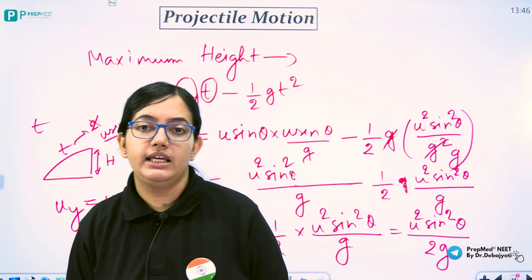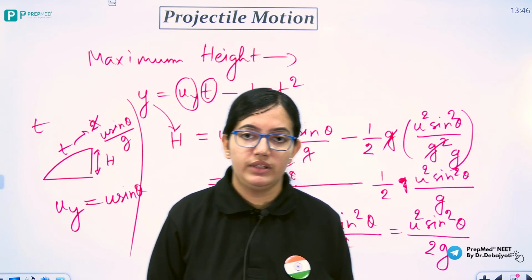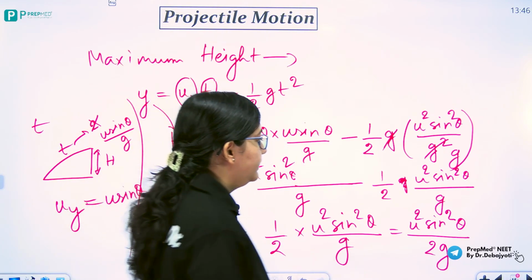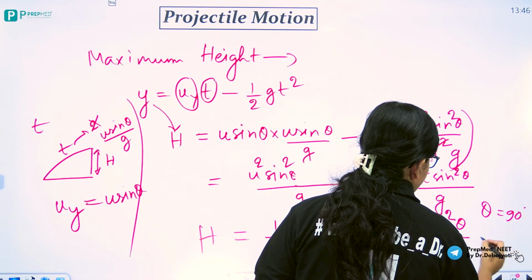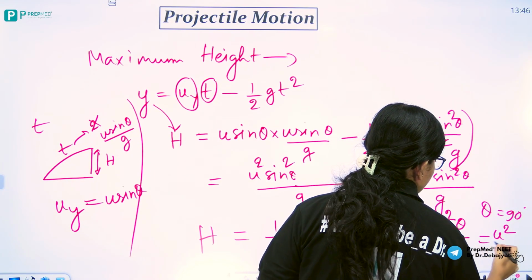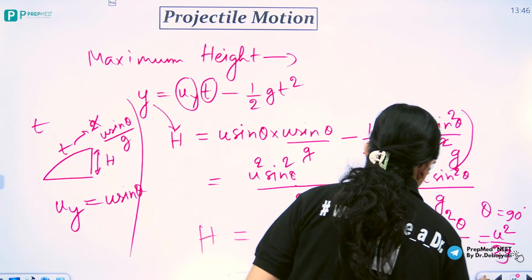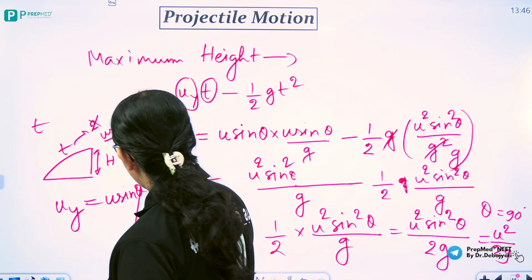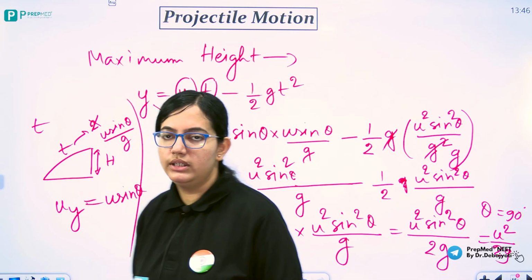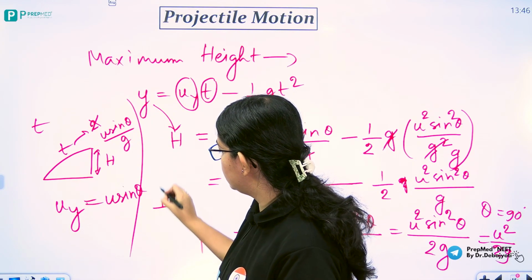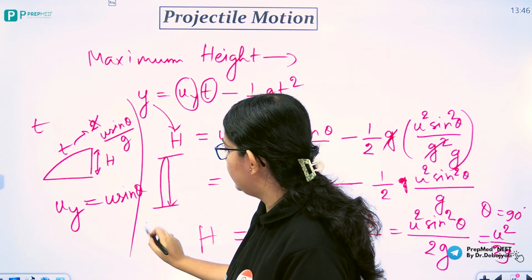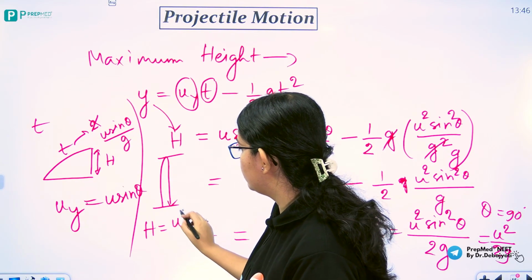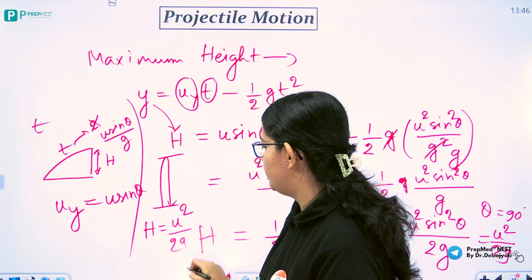Again, for the value of theta, if we need the maximum height, then theta has to be 90 degree. For 90 degree, it is what? It is u square by 2g. 90 degree means what? For the vertical motion only. That is, here the object is lifted like this and moving like this. In this case, the height attained is just equivalent to u square by 2g.